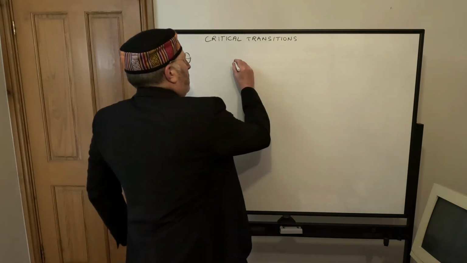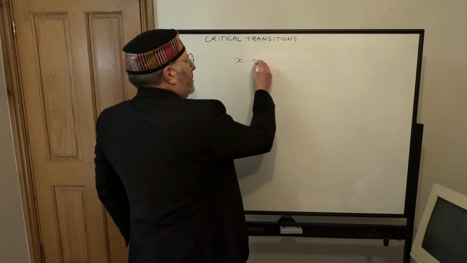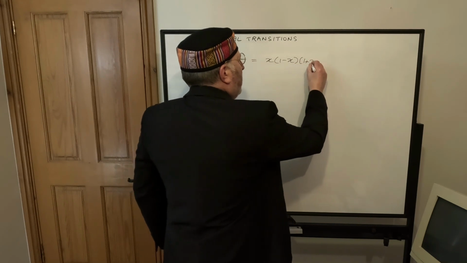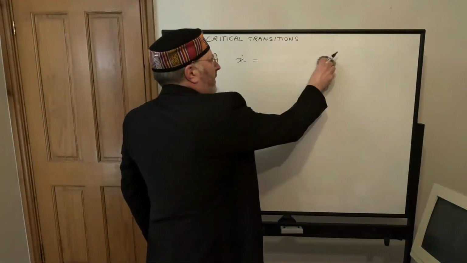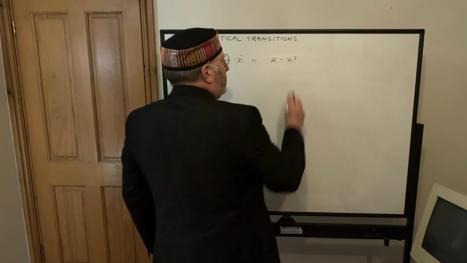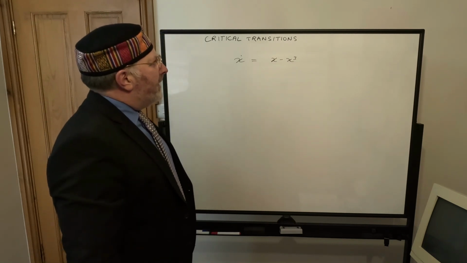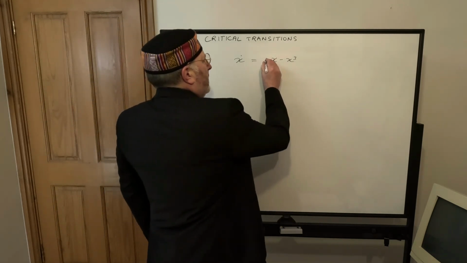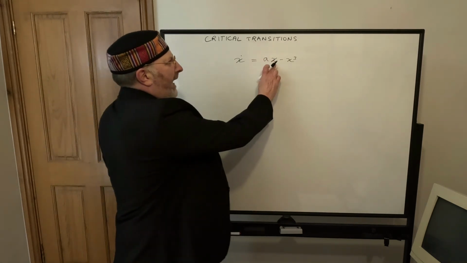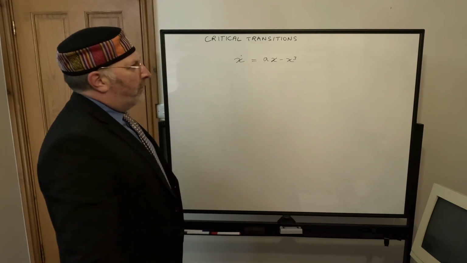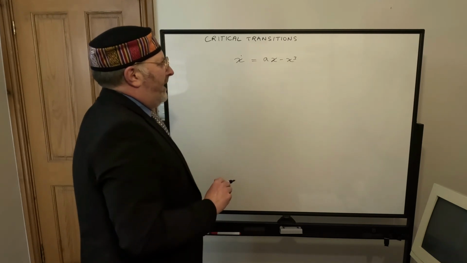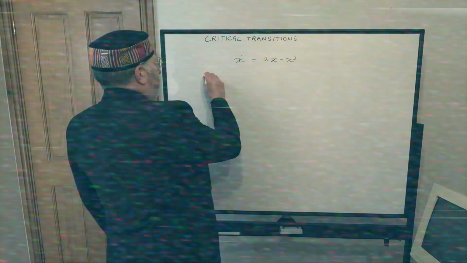So we had our equation, which was x dot equals x into 1 minus x into 1 plus x. And I said that that could be written just as x minus x cubed if we multiply out the brackets. And what we're going to do is stick a parameter a in front of this x. So it becomes x dot equals ax minus x cubed. And I'm going to plot what we get for different values of a.